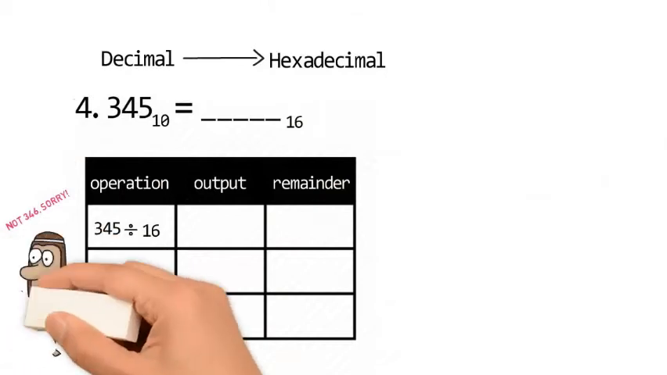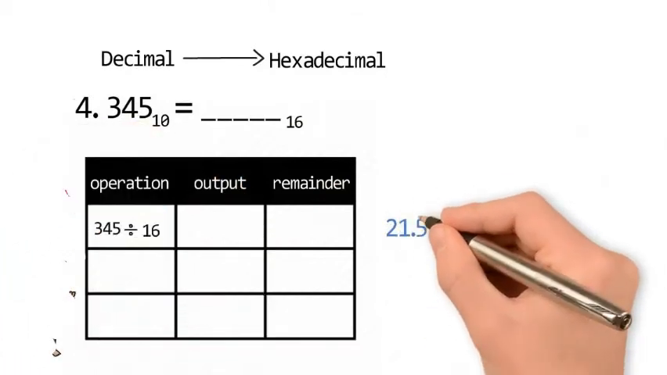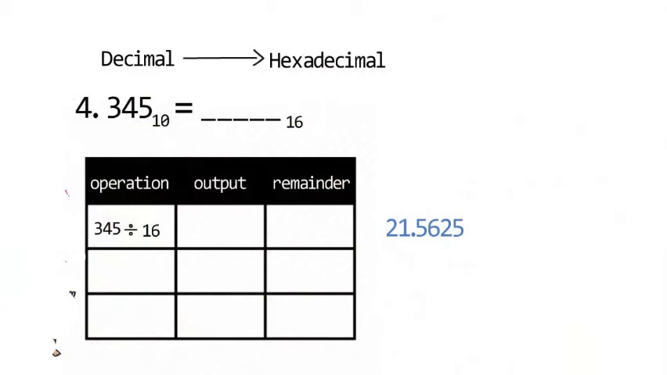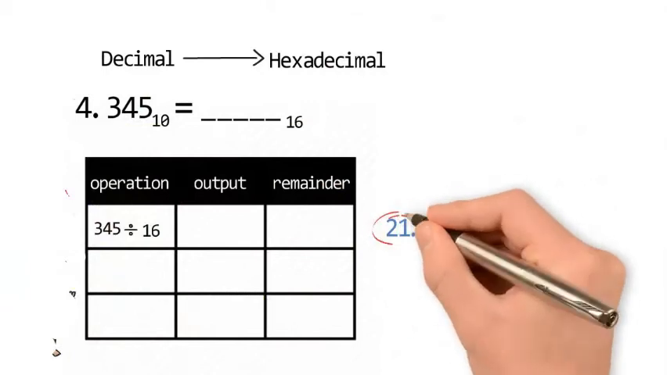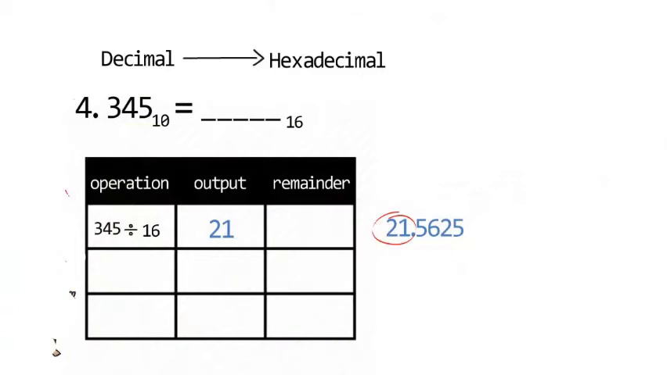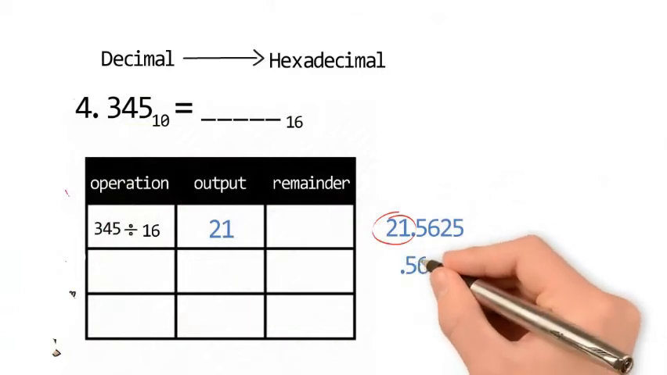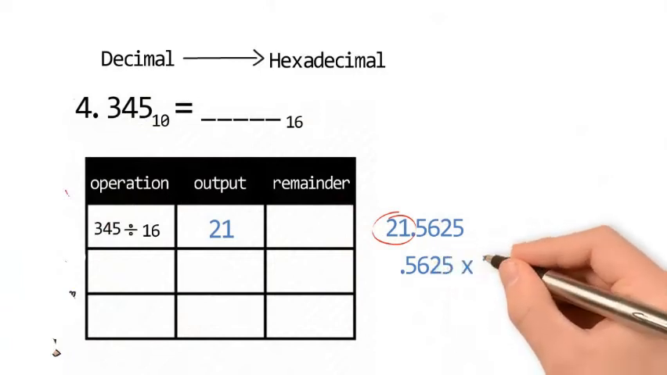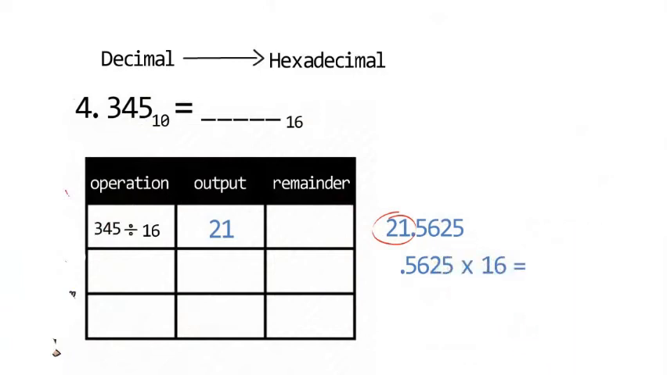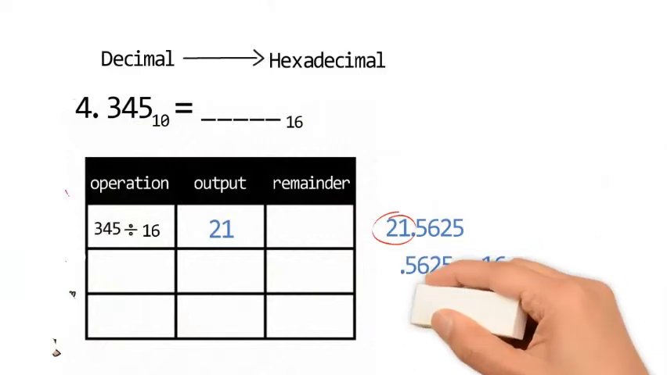So we have 21.5625, and then we will get the whole number, which is 21, as the output. And to get the remainder, we will multiply the decimal numbers. That's 0.5625 times 16. So 16 times 0.5625 is equal to 9.